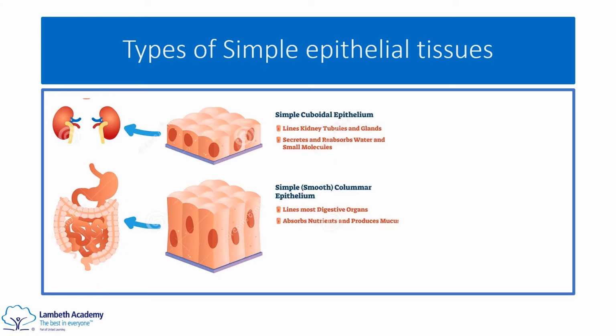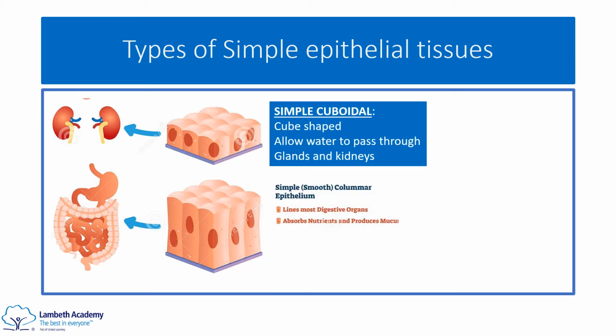Next, we're going to look at our cuboidal epithelial tissues. So our simple cuboidal are obviously cube-shaped, and they've got a really large nucleus. So if we look here, we can see it's a large spherical shape in comparison to the size of the actual cell. And the reason that the nucleus is so large and the shape of the cell is because it allows water to pass through it. So you will find your cuboidal cells or tissues within things like the kidneys, the liver and the glands, because they allow for that water to pass through them.